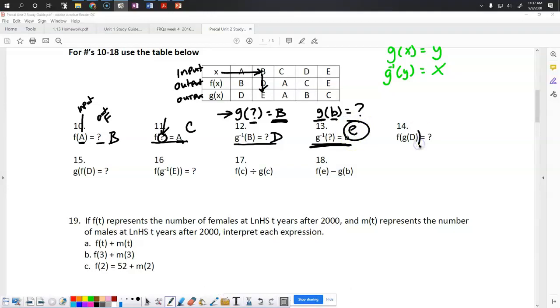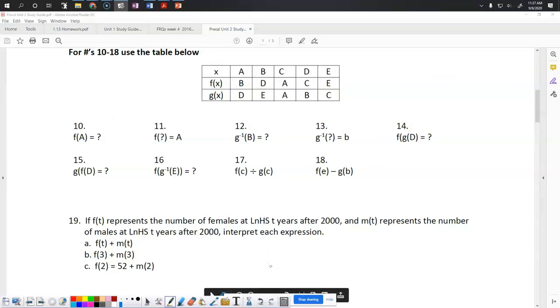Now, number 14 is what's called a composite function. When you have composite functions, you start with the inside first. So let's do G of D. So I'm going to look for the G value when the input is D. So the input is D. What's the G value? It's B.